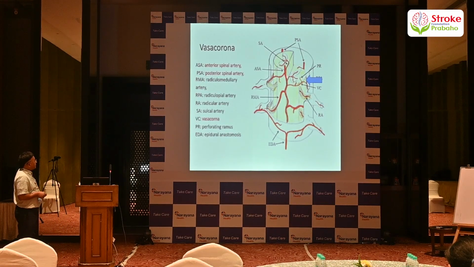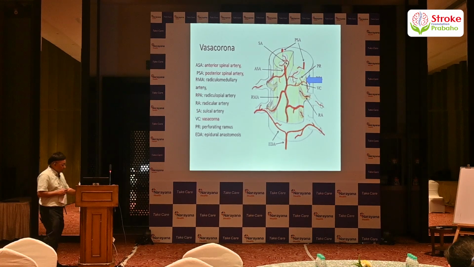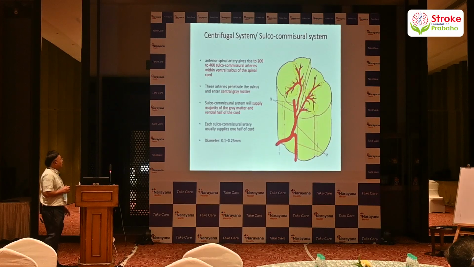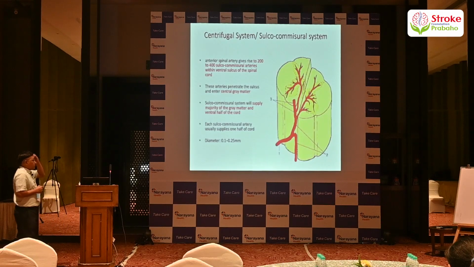This is the anterior spinal artery. These are the posterior spinal arteries, and the anterior spinal artery and the posterior spinal arteries are connected through a network called the vasa corona. So the connection between the anterior spinal artery and posterior spinal artery occurs through the vasa corona. Then we have two systems, the centrifugal system and the centripetal system. The anterior spinal axis follows the centrifugal system.